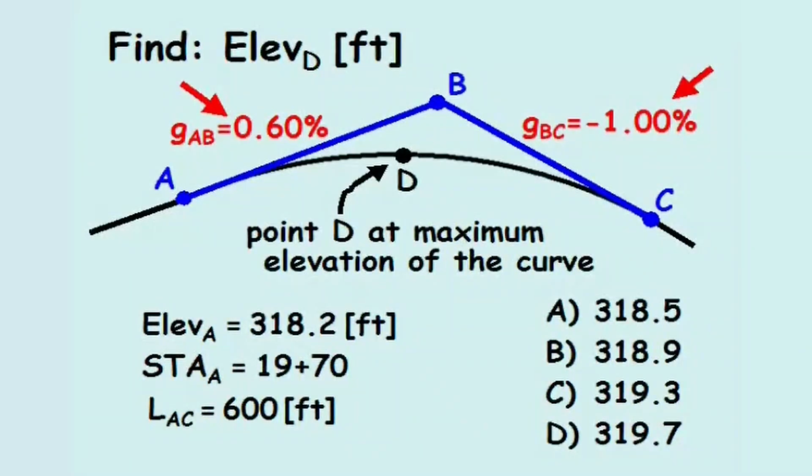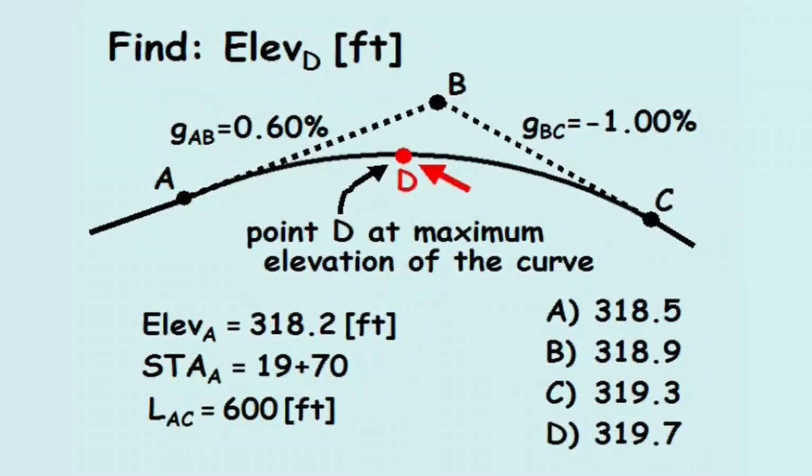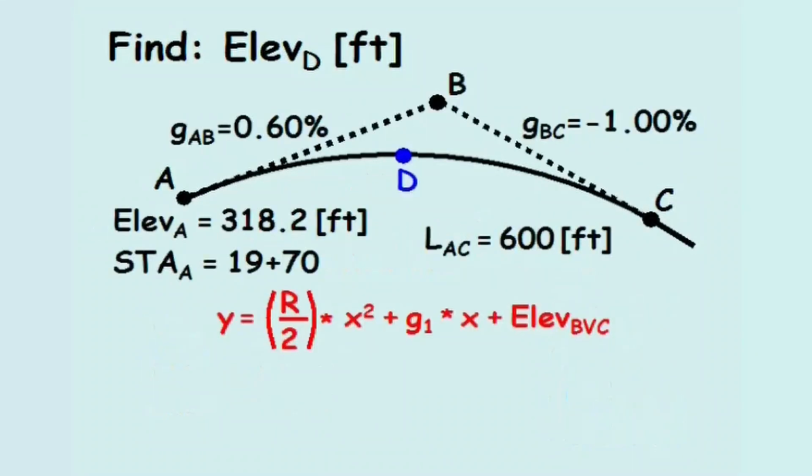Also, the station and elevation of point A are provided. The problem asks to find the elevation of point D, which is located at the maximum elevation along curve AC. The equation for a point on a vertical curve is y equals r over 2 times x squared plus g1 times x plus the elevation at the beginning of the vertical curve.